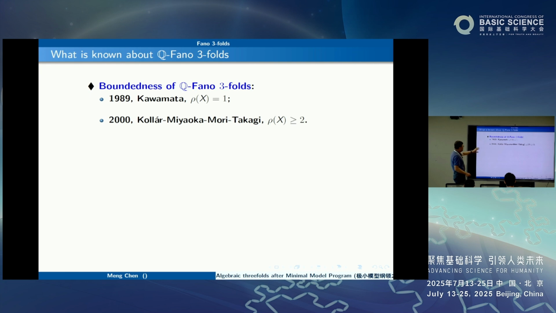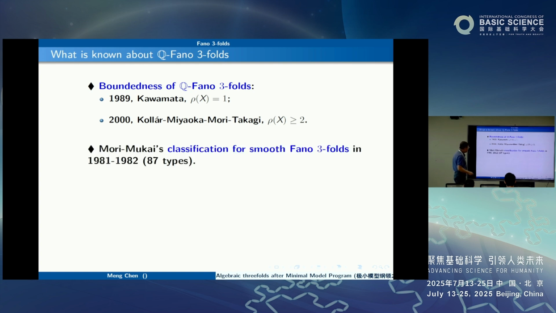So therefore, because Q-Fano threefolds are bounded, we can start to study the exact boundedness or even classification.